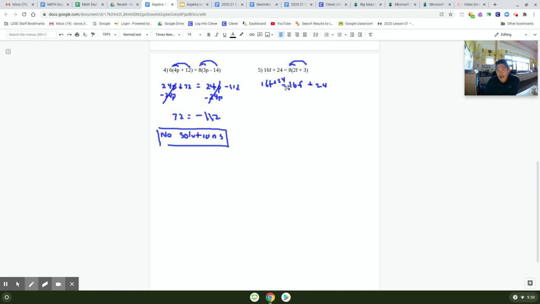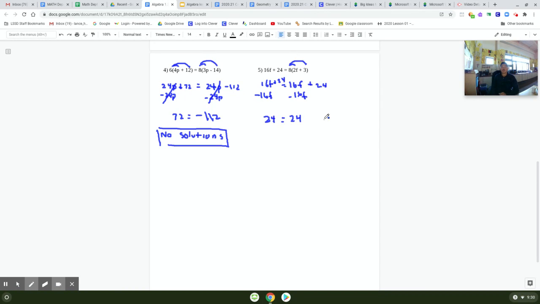So again, we have the exact same amount of the variable on each side of the equation. If I get rid of the 16f from the right side of the equation, the correct inverse operation is to subtract 16f. So I subtract 16f from each side of the equation. On the left side, we have 24, since 16f minus 16f is 0. On the right side, we also have 24.